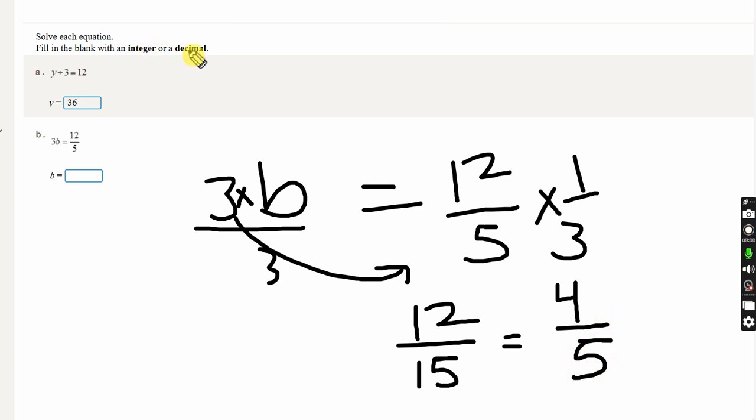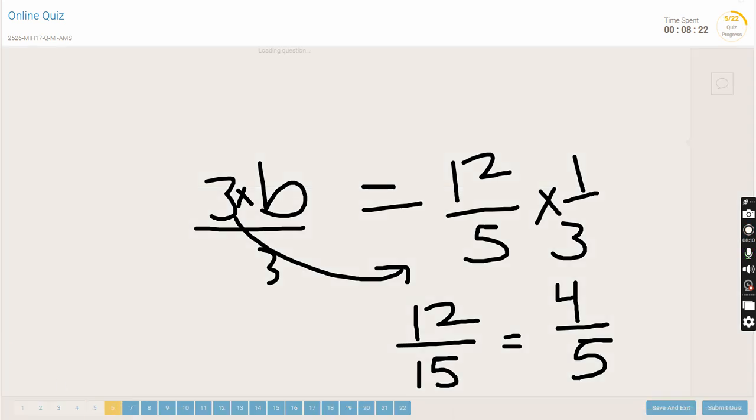Now they said integer or decimal. Remember above, they haven't given me the option to write it as a fraction. So when I divide that, what do I get? 0.8. So I'll just write here 0.8. I'll divide it and write it as a decimal.